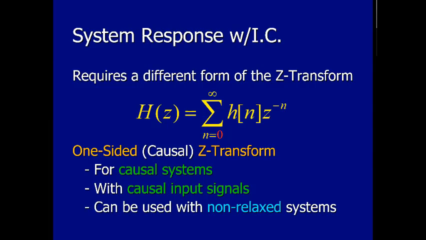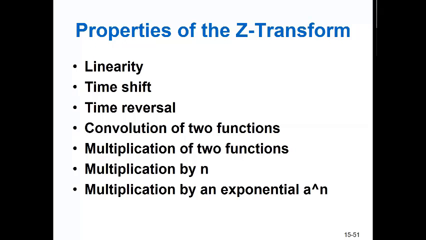And the nice thing about this transform is if both my system is causal and my input signal is causal, the output signal will likewise be causal, but it may have some initial conditions left over from previous inputs. And so this flavor of the Z transform has some unique properties that enable me to account for those previous values of output that may have been present if we had a system that was not relaxed.